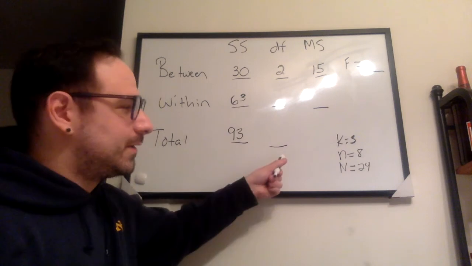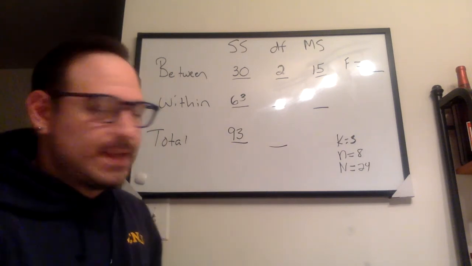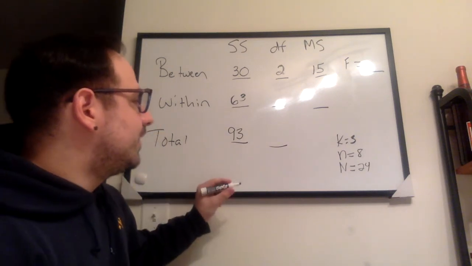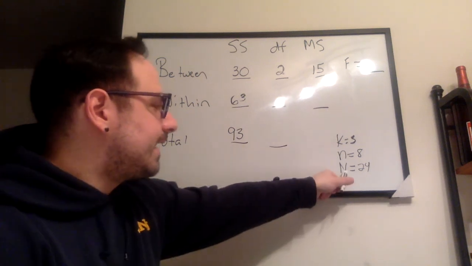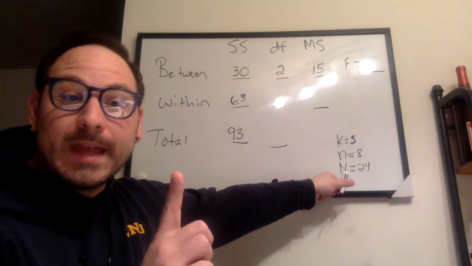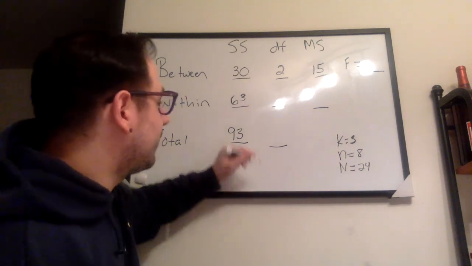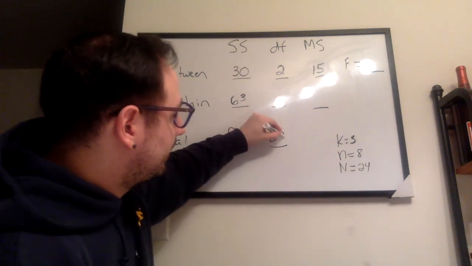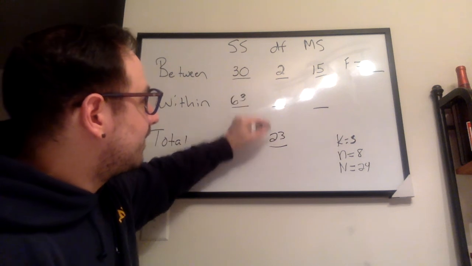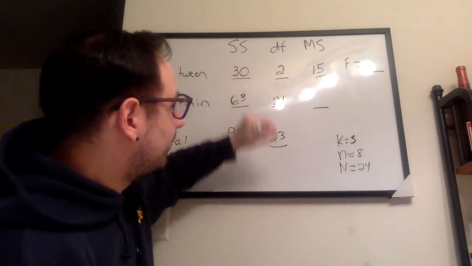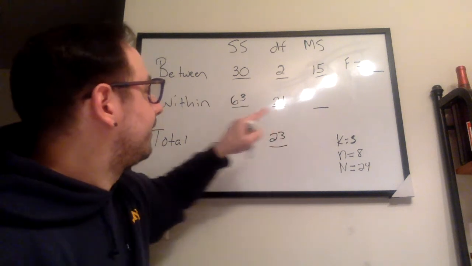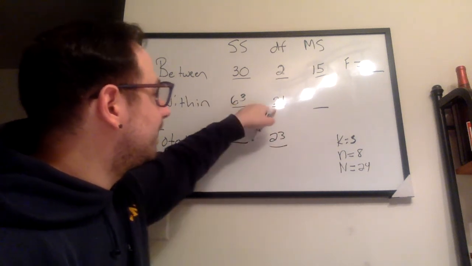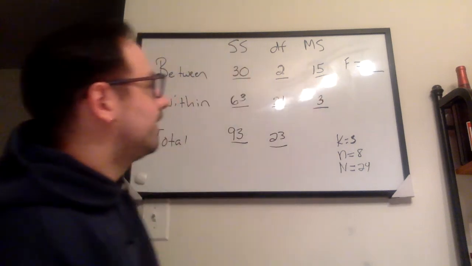I have to go back to the degrees of freedom column, otherwise I can't finish this out. So let me do total degrees of freedom first. That's big N equals 24, big N minus 1 is total, so that's 23, which would make this 23 minus 2 is 21. Remember, these two will add up to each other.